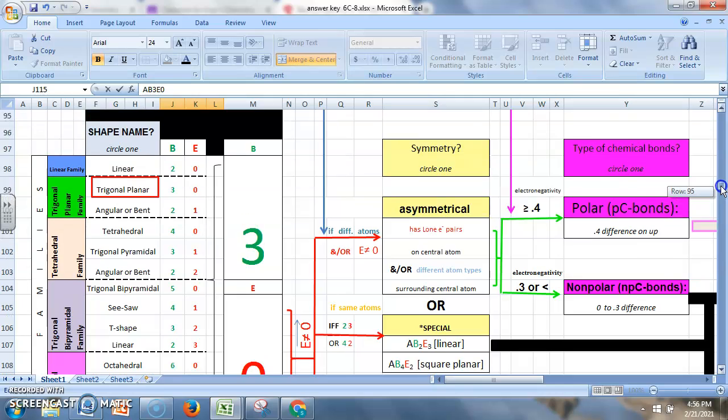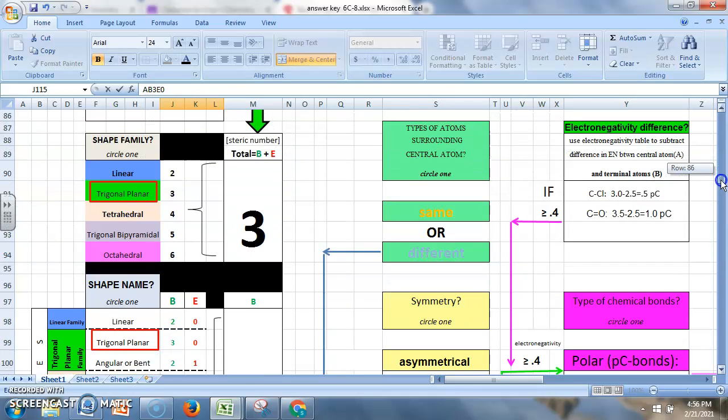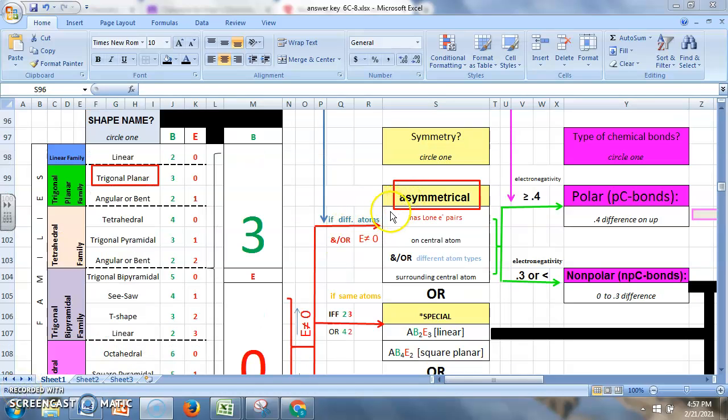However, when we look at this molecule right up here, we have a carbon with 2 chlorines and an oxygen. The atoms are not the same. If the atoms are different, it doesn't matter how many lone pairs there are on the central atom. So from different, we come down, and it'll make this molecule automatically asymmetrical. It says if there are different atoms surrounding the central atom, it is automatically asymmetrical.